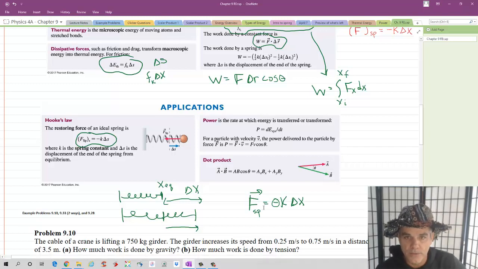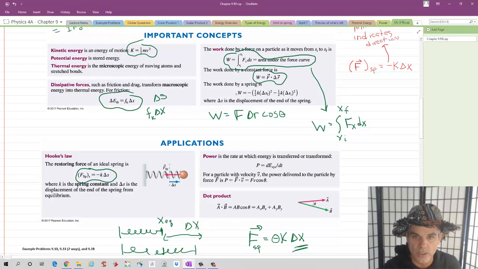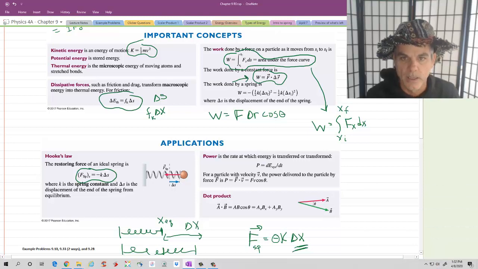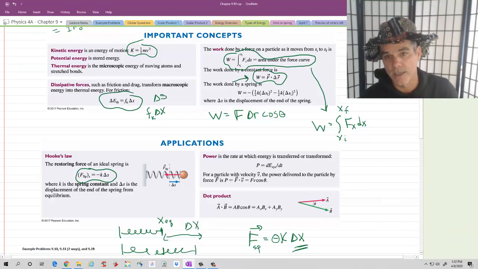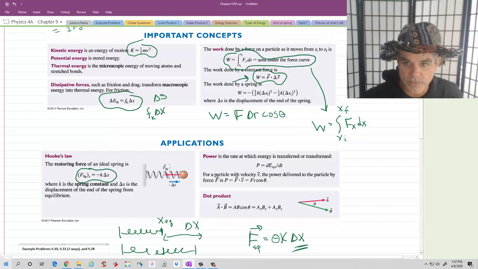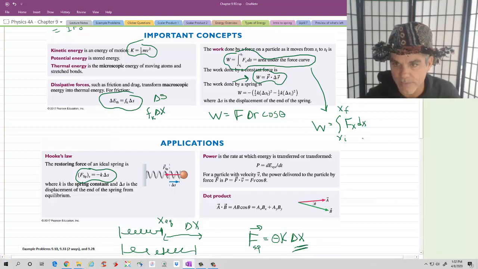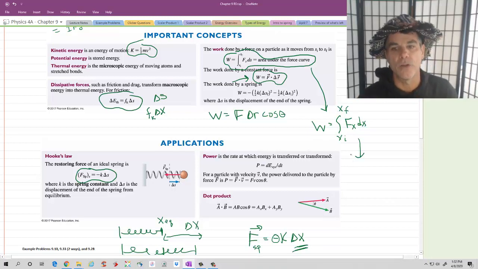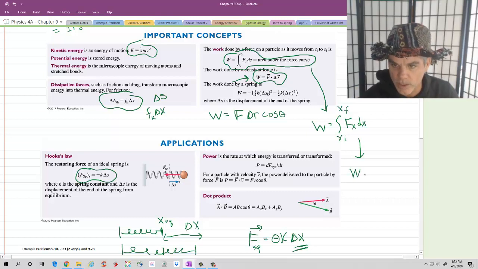A couple other things. One, since the force of a spring is not constant, as the spring gets more or less stretched or more or less compressed, the force it exerts changes, which means I can't use this equation for the dot product, F dot delta R, because the force is not constant. Because of that, you have to use this integral of Fx dx, which once you plug in for the force, Hooke's law, what you end up getting is the work done by a spring equals -1/2.